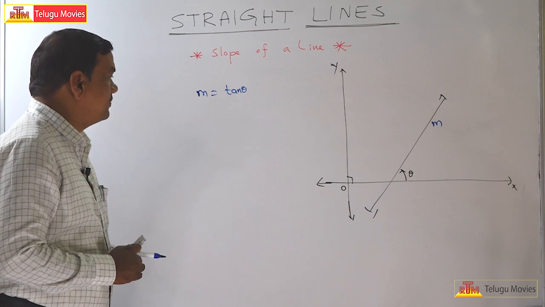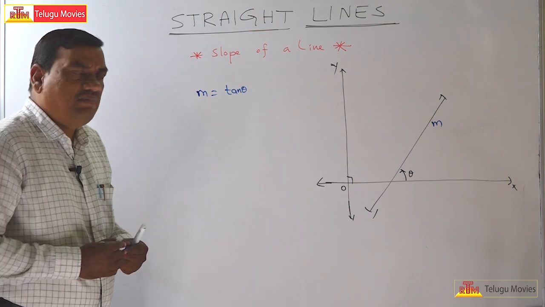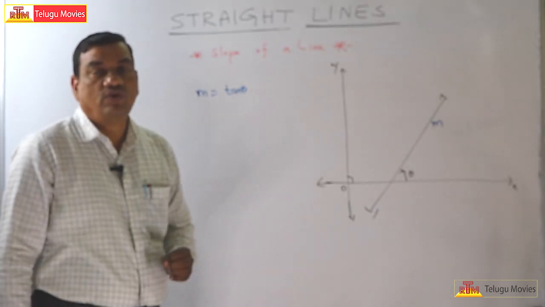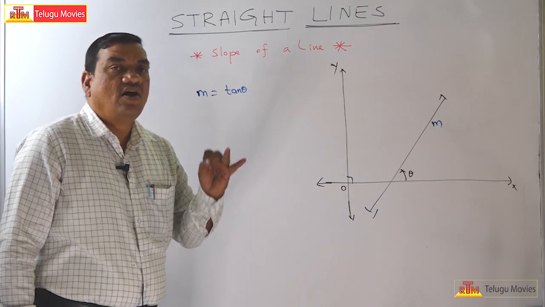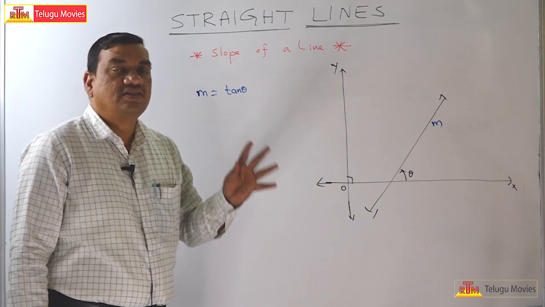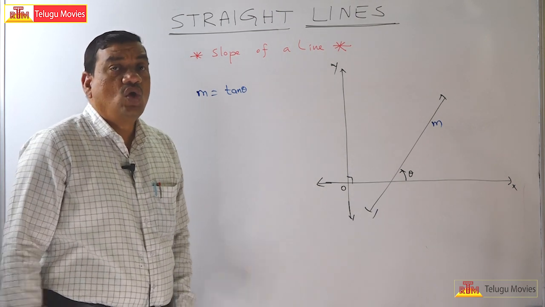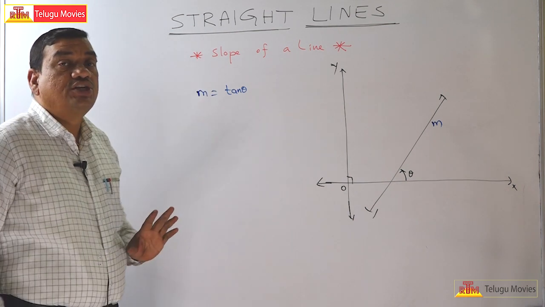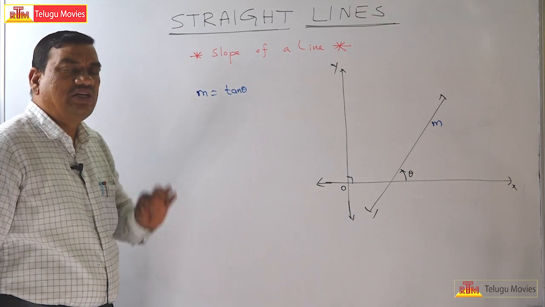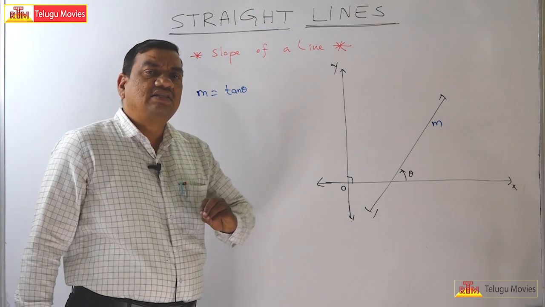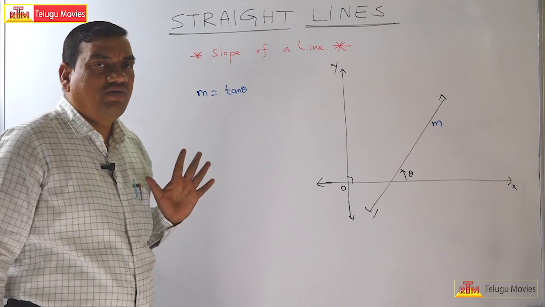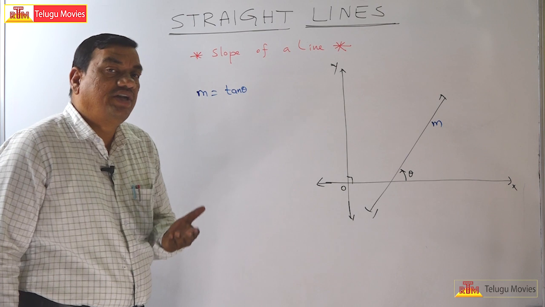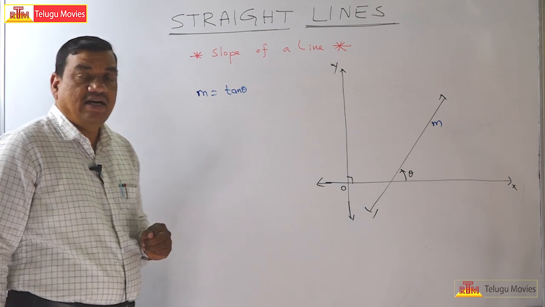Now one question arises immediately. Sir, we have 6 trigonometric ratios: sin theta, cos theta, tan theta, cosecant theta, secant theta, cot theta. Why do we have to take the trigonometric ratio tan theta only? This question arises many times in our classrooms. Why tan theta? Why can't we take sin theta? Why can't we take cos theta? Let us see that in detail.